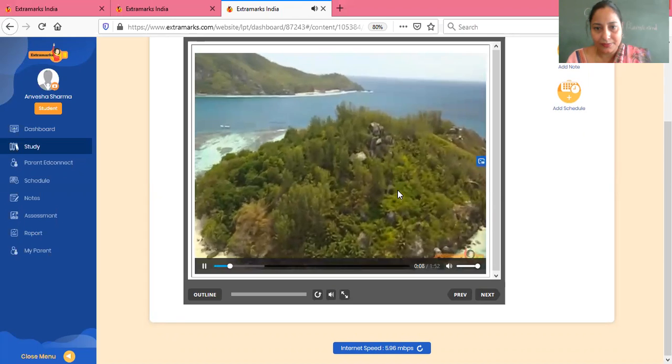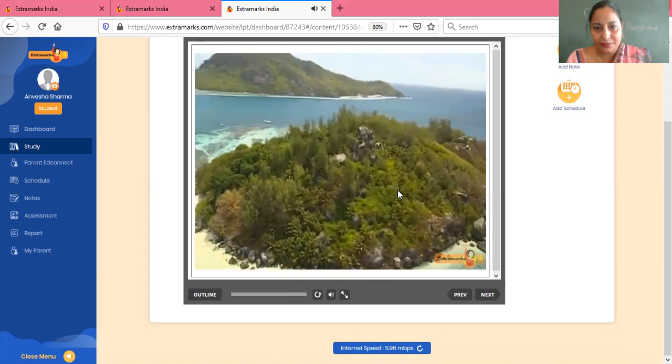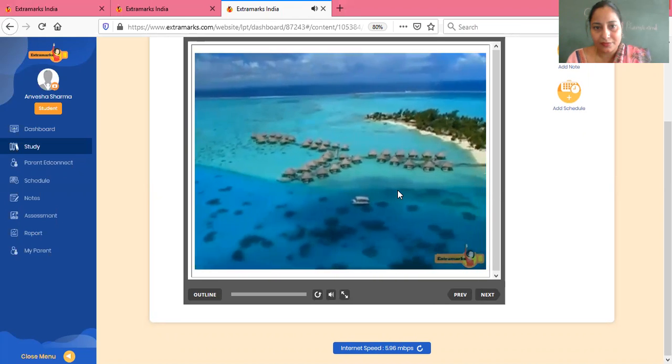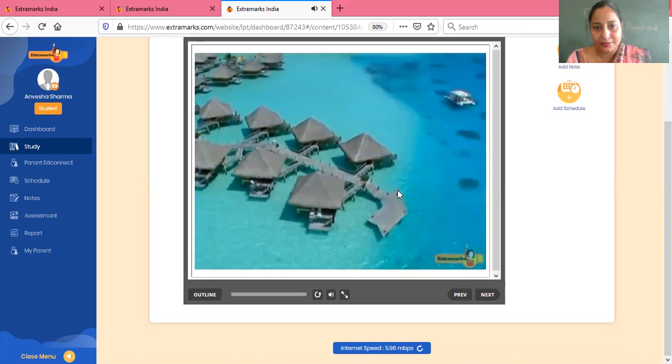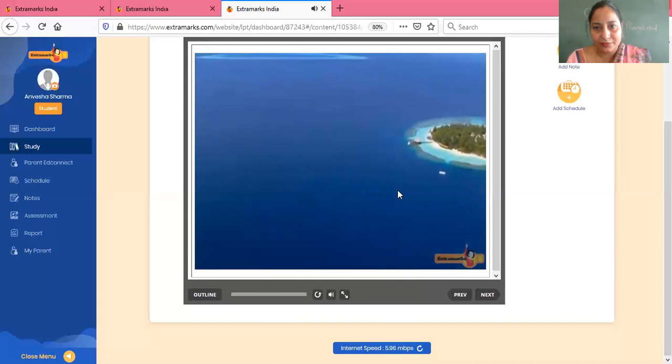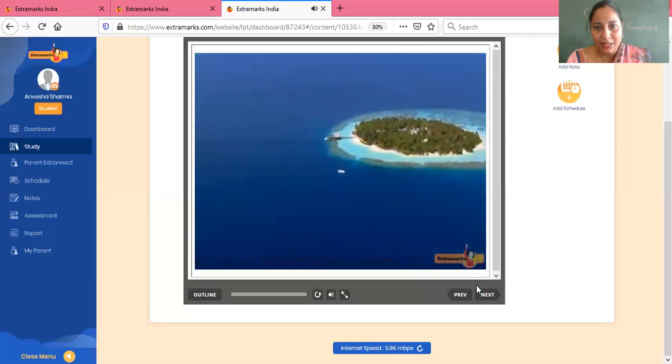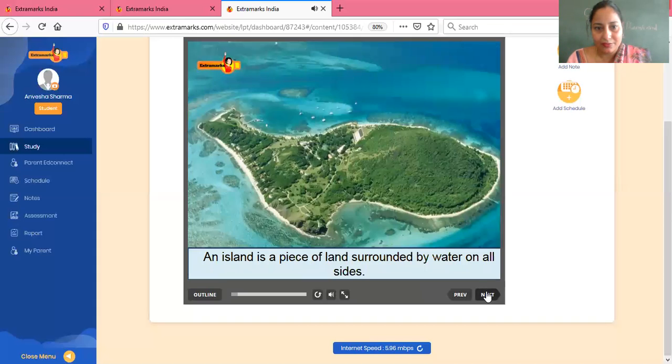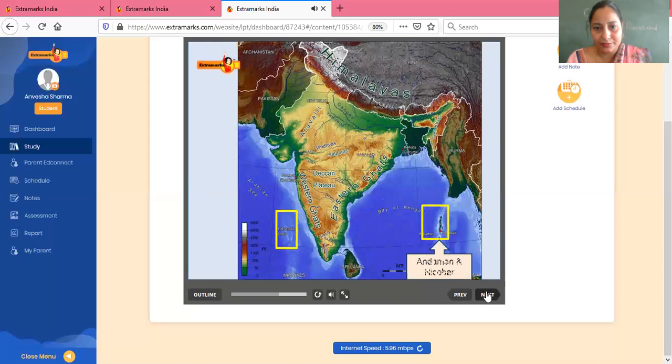An island is one great eye, gazing out, a beckoning lighthouse, a searchlight, a compass, or a stepping stone to the stars. The islands. See, an island is a piece of land surrounded by water on all sides. There are two main groups of islands, the Andaman and Nicobar Islands in the Bay of Bengal and the Lakshadweep and Minicoy Islands in the Arabian Sea.